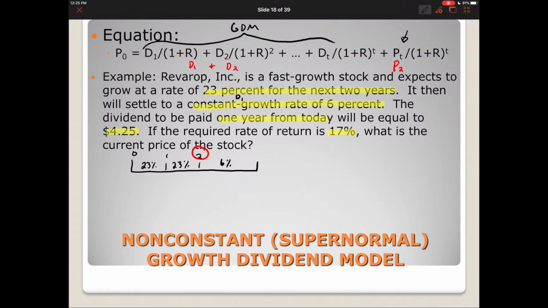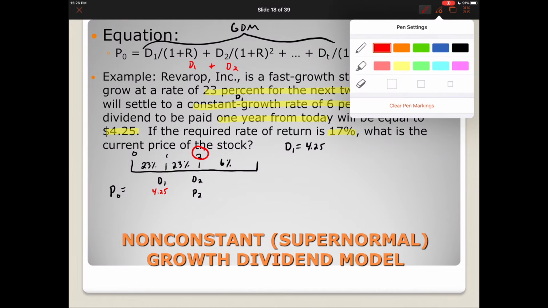So what we will first be doing is we understand that the price in year 0 is going to be equal to the dividends during the non-constant growth, D1 and D2, plus the present value of the price when the growth becomes constant. So let's go ahead and calculate these values. They actually gave us D1 being equal to $4.25. So the dividend from year 1 is equal to $4.25. We will need to find the second year's dividend, so the last dividend during the non-constant growth.